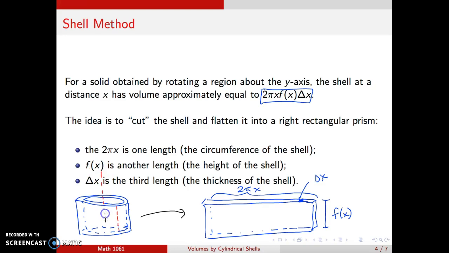So the x is really, in the construction of this, our axis of revolution is right here. And so maybe I'll use something instead of red. That distance is x if we're rotating about the y-axis. And if we're rotating about something different, then we would adjust accordingly. So if that radius is x, then the circumference, which is really what we're looking at here, is 2 pi x.